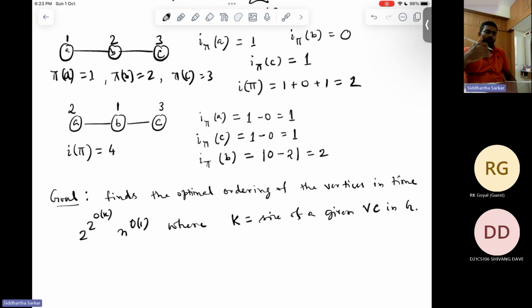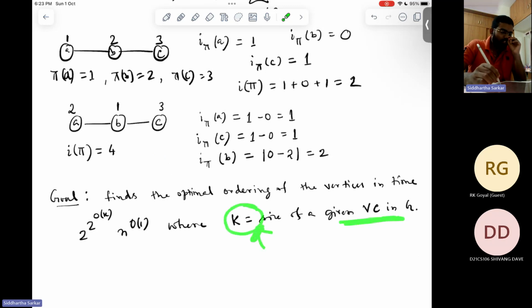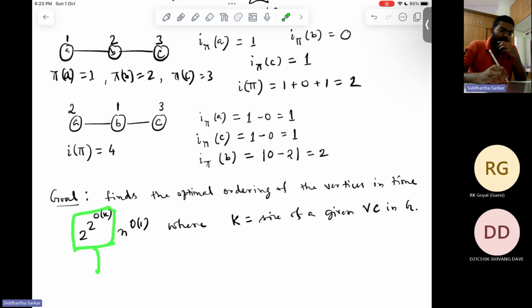So what is the parameter? The parameter is k. Along with the input graph G, you are given a vertex cover of G, and the vertex cover has size k. For our purposes, if k is a constant, then this number, although it looks quite large, is going to be a constant, so this is going to be a polynomial time algorithm. This is the whole objective of the imbalance solution that we are going to discuss.